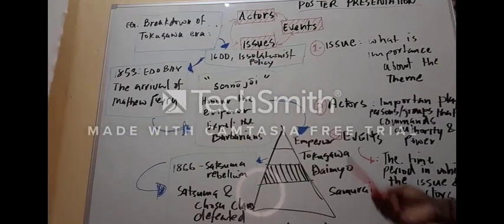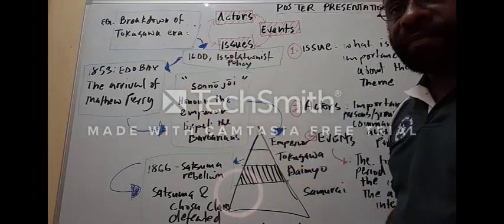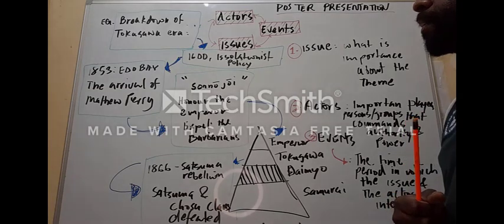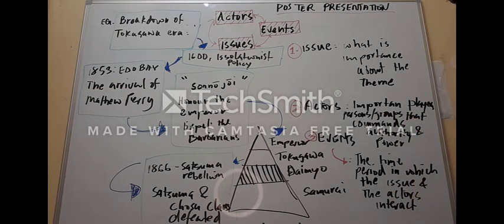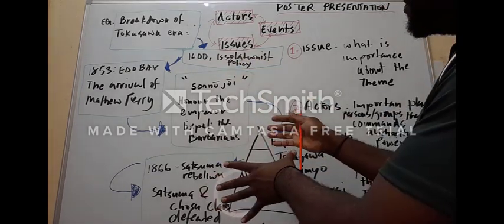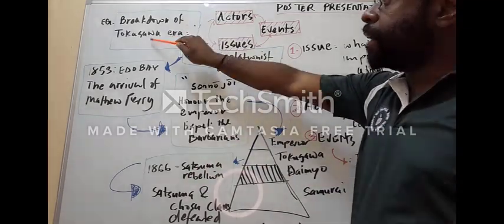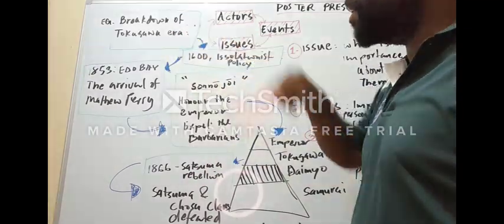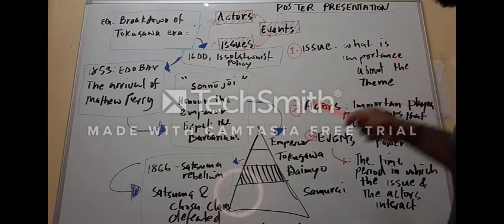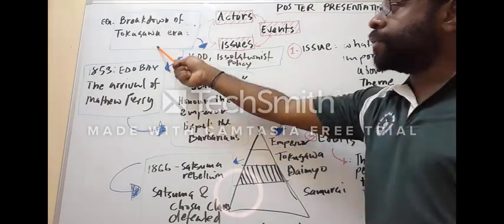So let us go to the example here. The breakdown of the Tokugawa era is covered in chapter 1 of our book by Ian Neary, The Politics and State of Japan. In chapter 1, the following events, issues, and actors interact. When I talk about the breakdown of Tokugawa, which is my issue here, what is the importance of the theme? I want to find out the reasons behind the breakdown of the Tokugawa era.